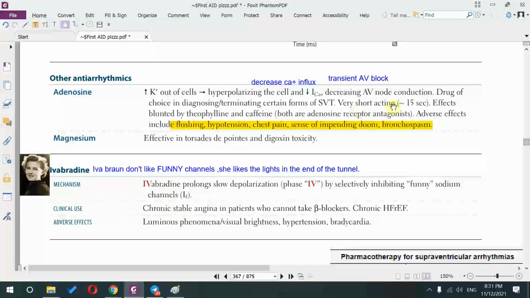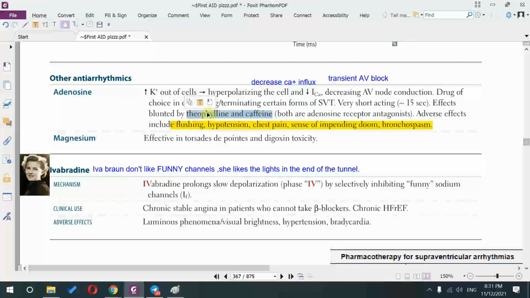So very short acting, they write. The effect is blunted by theophylline. Guys, theophylline and coffee, both of these are adenosine receptor antagonists. That's why they help you stay up.